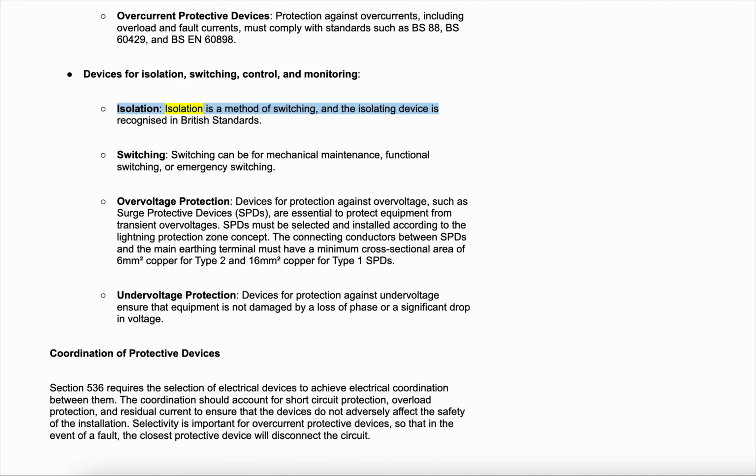Devices for isolation, switching, control, and monitoring. Isolation. Isolation is a method of switching, and the isolating device is recognized in British standards. Switching. Switching can be for mechanical maintenance, functional switching, or emergency switching.